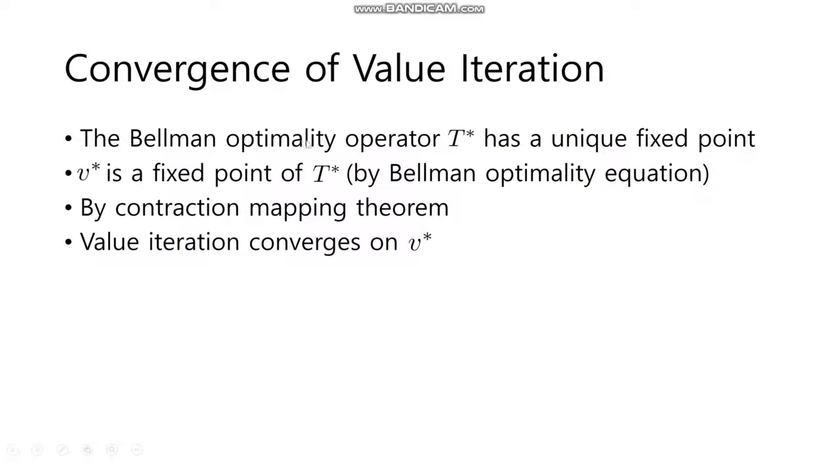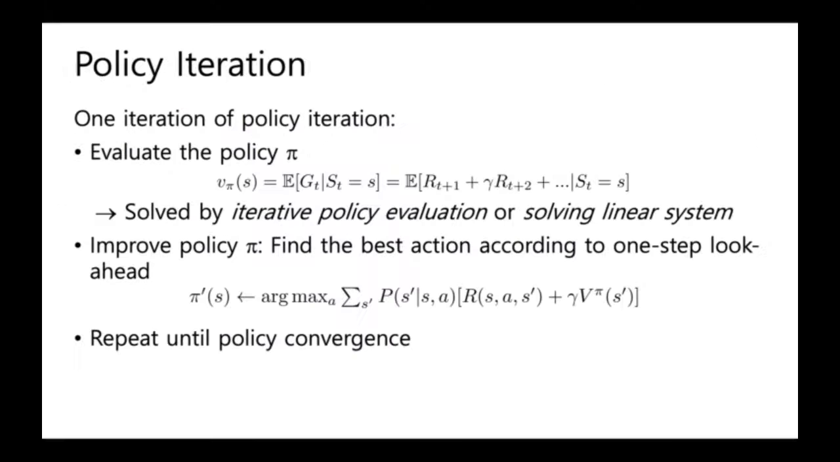The Bellman optimality operator T star has a unique fixed point. V star is a fixed point of T star by the Bellman optimality equation. And by the contraction mapping theorem, value iteration converges on V star.